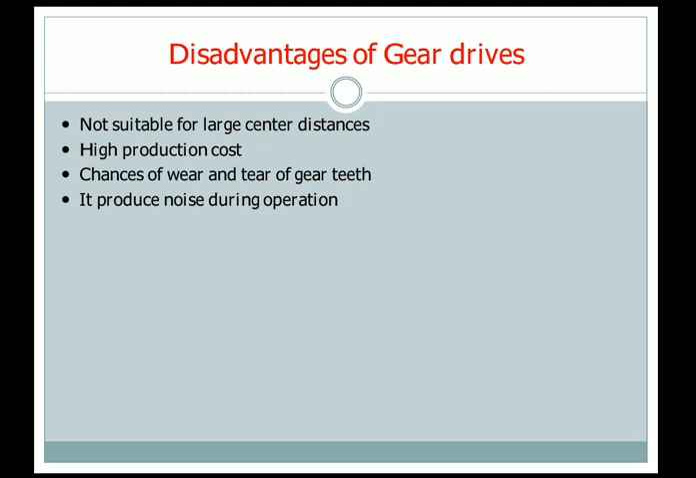The chances of wear and tear of gear teeth. When the gear teeth are operating, one gear rubs on the other gear during transmission of power. When rubbing, friction is created between the two mating gears, and there are chances of wear and tear. Also, it produces noise during operation. When the gears are operating, they produce noise.